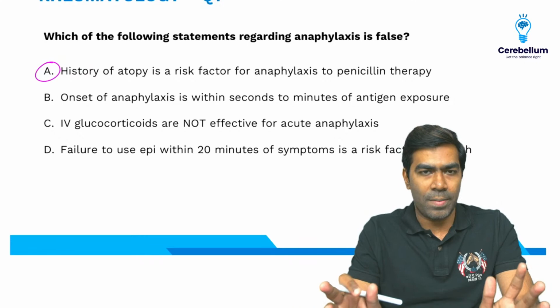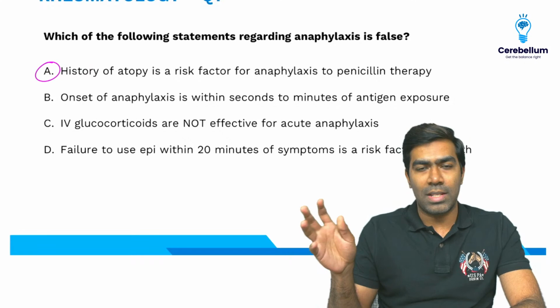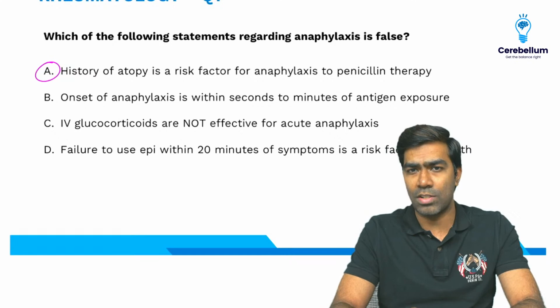Right answer is A. What you need to know is that history of atopy is not a risk factor for anaphylaxis to penicillin therapy. That's a very, very important point. For example, if somebody is having bronchial asthma or a history of allergy to common environmental allergens, does it mean that person is going to develop penicillin allergy? Answer is no. Penicillin allergy is something that's different, a completely different entity.